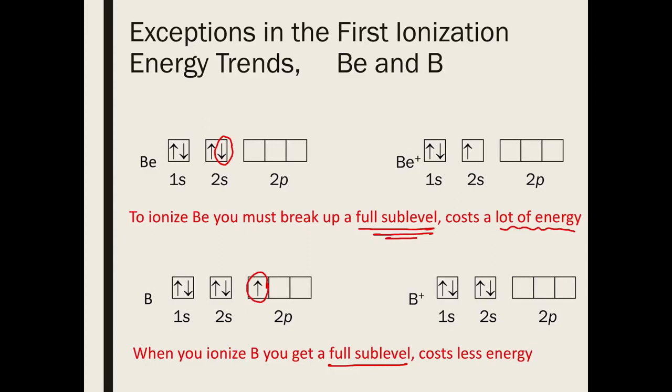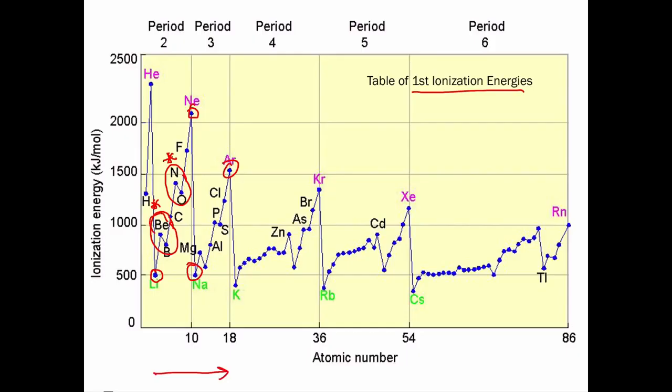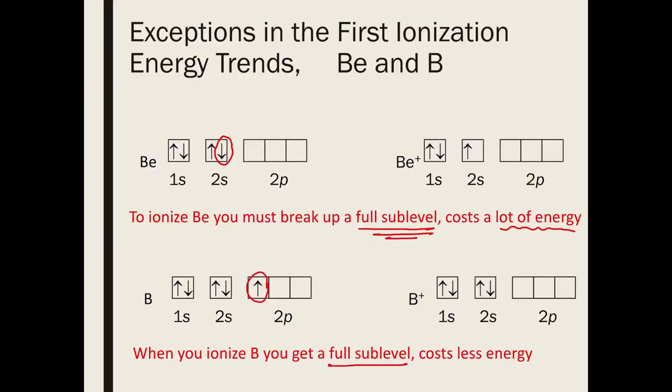So to ionize beryllium, we have to break up a full sublevel, which costs a lot of energy. This is not desirable. When you ionize boron, though, you get a full sublevel, and so this costs less energy. Beryllium is harder to ionize than boron is because of this full versus not full sublevel.